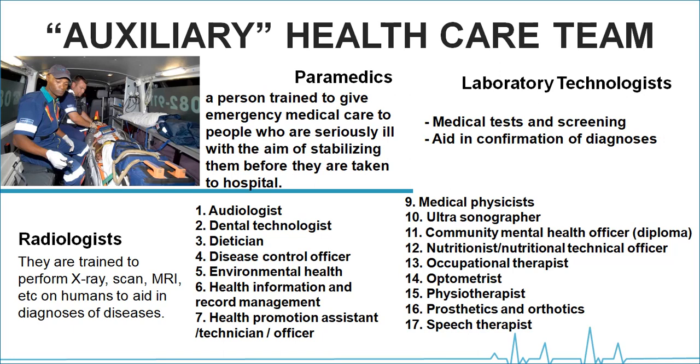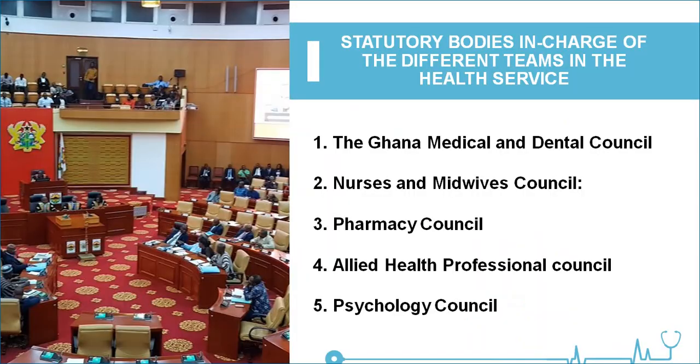the optometrist, who is different from the ophthalmologist. Optometrists normally have to do with the lenses. Then we have the physiotherapist, the prosthetics and orthotics. Then we have the speech therapist. Basically, all this group of people help. If somebody can't speak well, sometimes they have a speech impairment, it's handled by the speech therapist. They are all part of the auxiliary healthcare team.